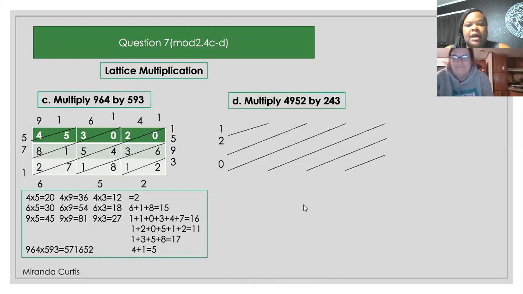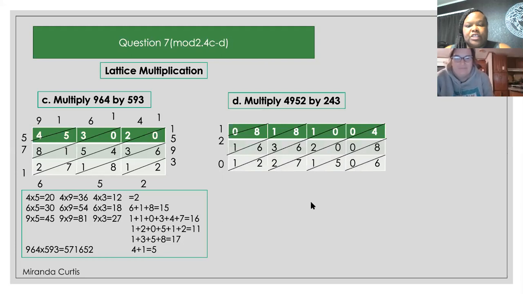Next, we're going to multiply 4,952 by 243. Same thing as we did with our last one. We're going to do 2 times 2 gives us 4. 2 times 5 gives us 10. 2 times 9, 18. 2 times 4, 8. We drop down to the second one.